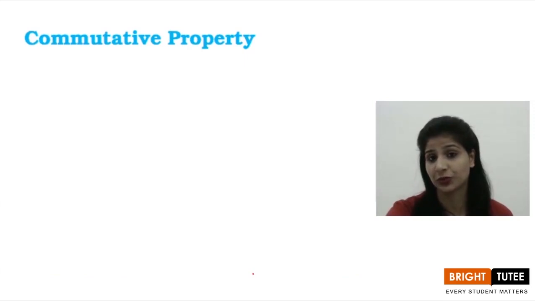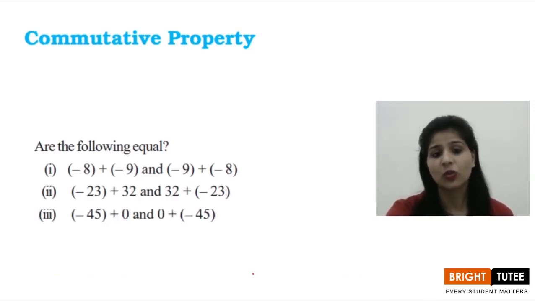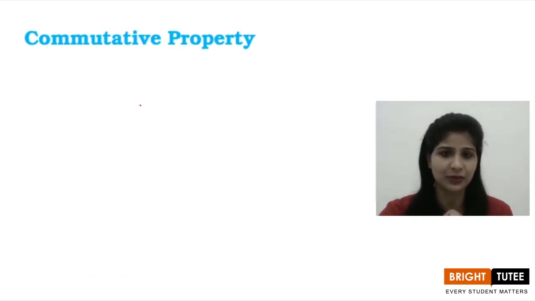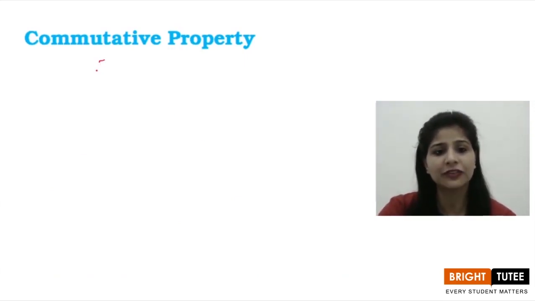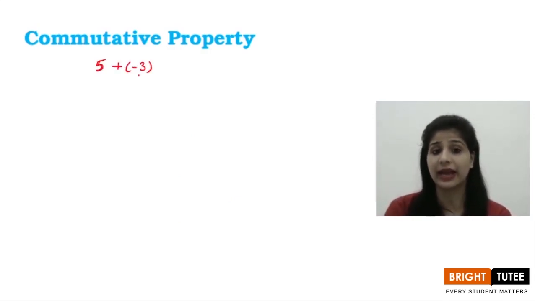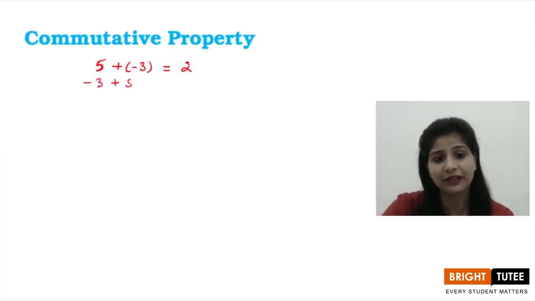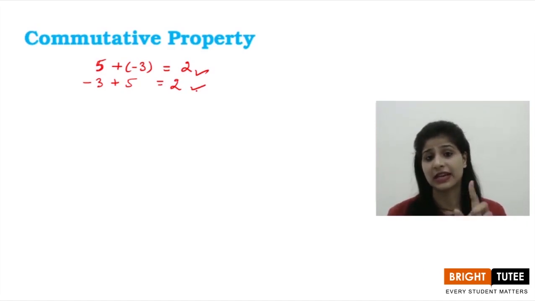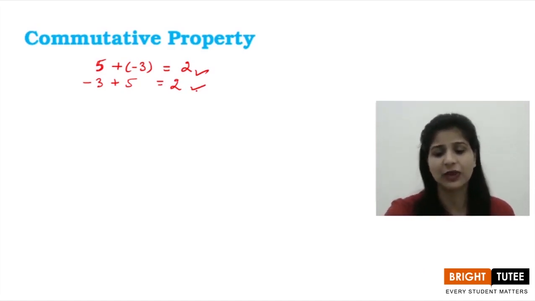Moving ahead, we have the commutative property. Let me give you one example. If I have 5 plus minus 3, that means I am adding 5 and minus 3. What will be my answer? 5 minus 3 is 2. What if I do minus 3 plus 5? Will I get 2 as the answer? Yes. If I do a plus b or b plus a, what am I getting? The answer is the same.